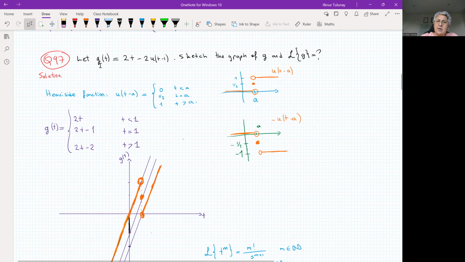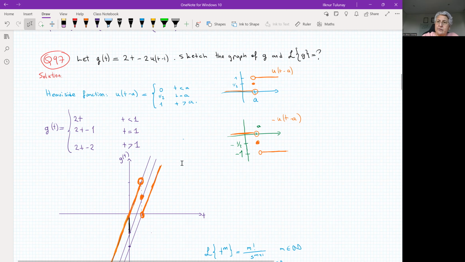I can rewrite g(t) by plugging in the information that I know about the u. If t is a here, it is 1. If t is smaller than 1, that is 0. So it's just 2t. When t is equal to 1, this is 1 over 2, but you multiply by 2, that will be 1. So that's 2t minus 1, right? When t is bigger than 1, u is 1, we multiply by 2, minus 2. That's 2t minus 2. So this function can be written in this fashion.